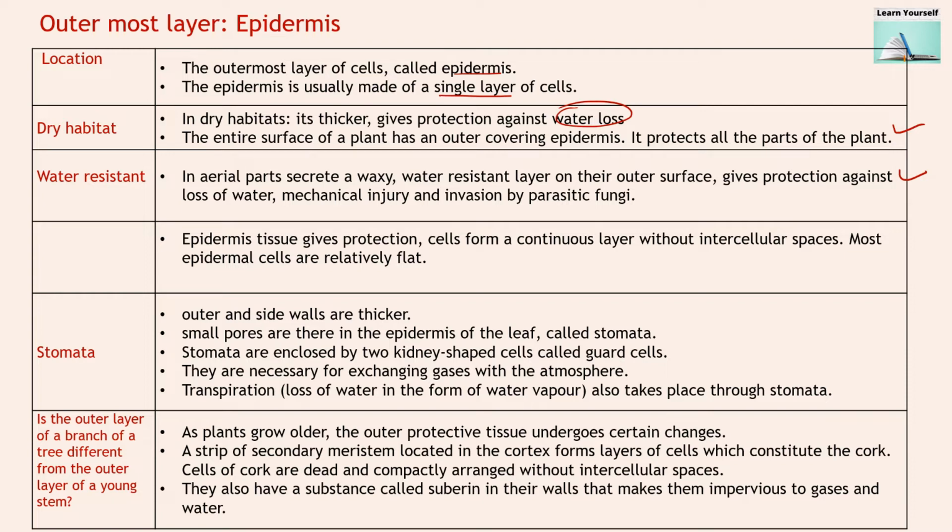Now when the plant is in the water, for example a lotus plant, the aerial parts of this plant will secrete a waxy and water resistant layer, so that the plant will get protection against the loss of water, mechanical injury, and they will not get easily attacked by parasitic fungi.